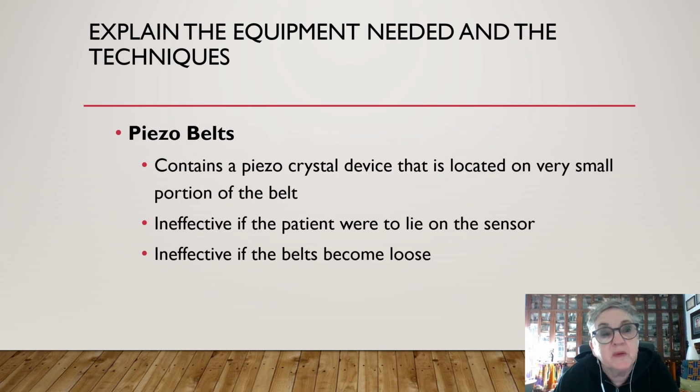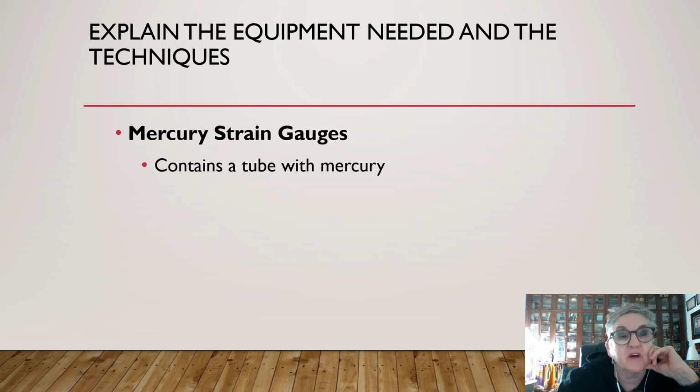Next, we have piezo belts. This belt contains a piezo crystal device that is located on a very small portion of the belt. It's ineffective if the patient were to lie on the sensor, and it's ineffective if the belt becomes loose. Another device is called a mercury strain gauge. It contains a tube with mercury and measures inhalation and exhalation.